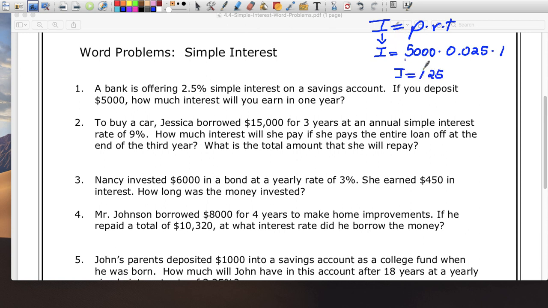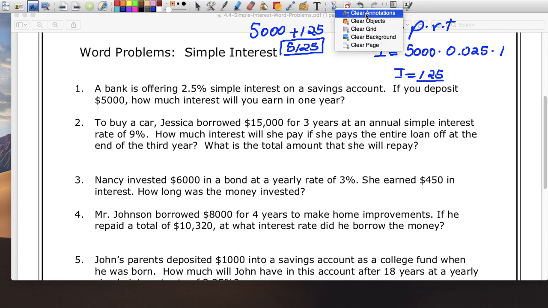So remember, that's the interest that you earn. So it means that if you were to take all your money back, you're going to take your 5,000 that you initially deposited plus you're going to earn $125 of interest, so you would actually be taking 5,125. So that would have been your total. But this question is only asking you how much the bank will give you for depositing $5,000, and you will earn 125. So it's only asking you for the interest.